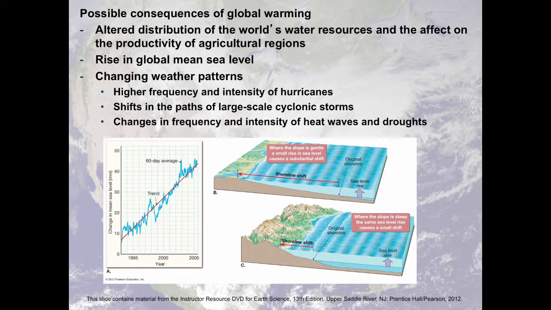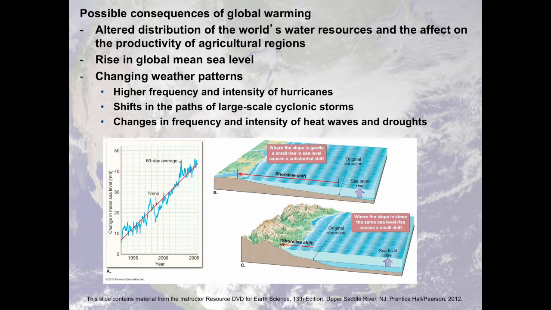Consequences of global warming, or consequences of climate change, are numerous. Nobody can absolutely predict the future, but we do know that as climate changes, weather patterns change, because weather is, after all, the manifestation of climate. Altered distribution of the world's water resources can affect agriculture worldwide. It can affect zones that depend on water for not only energy and agriculture, but for food.